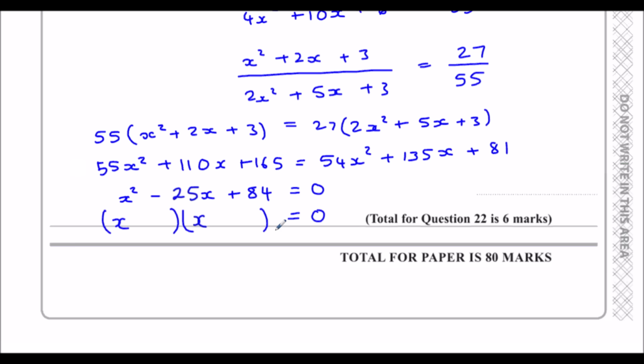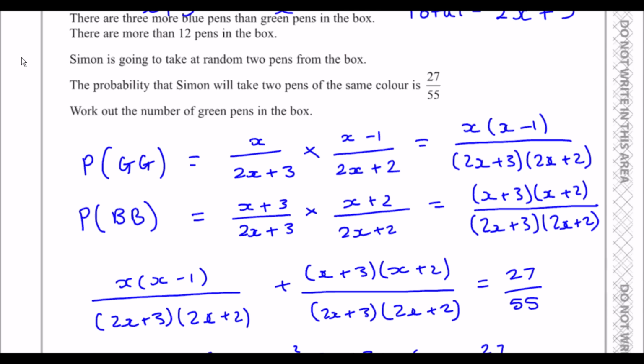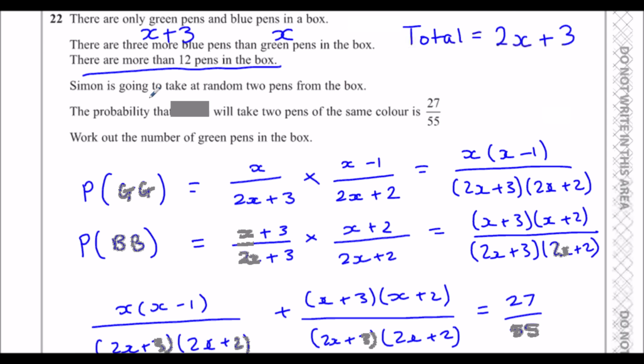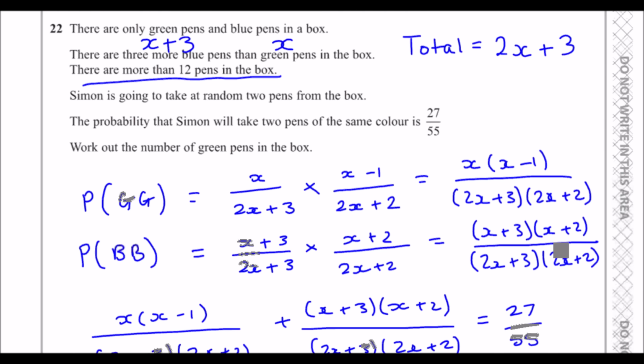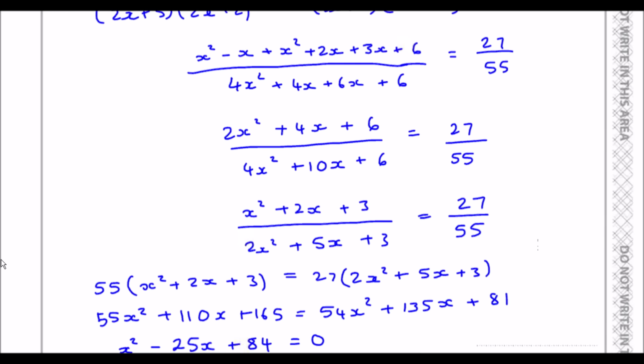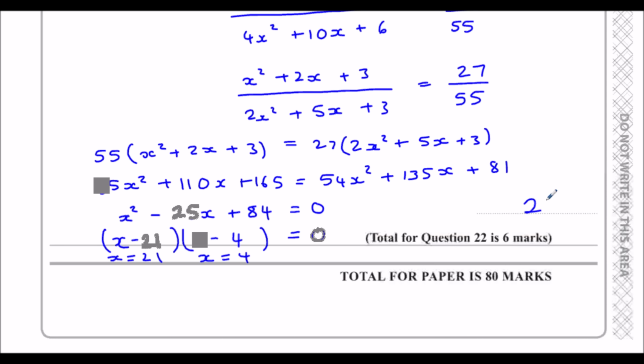And what multiplies to make 84 and adds to give 25? They have negatives, so it's 21 times 4. So x is 21, or x equals 4. And we're told there are more than 12 pens in the box, so x can't be 4, so x must be 21.